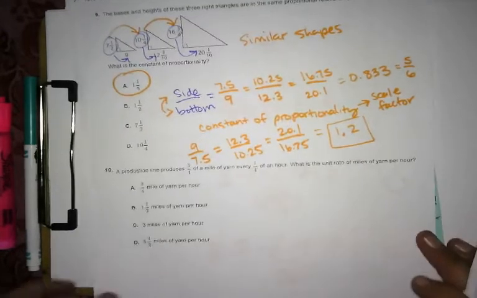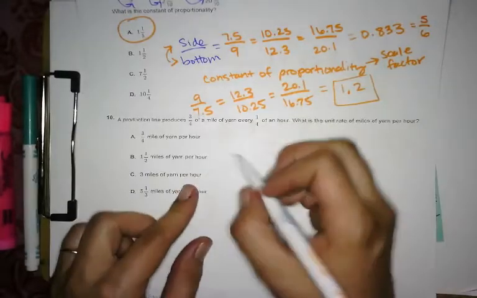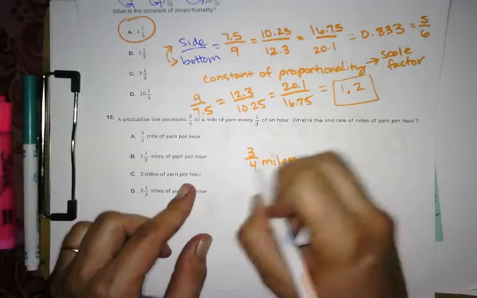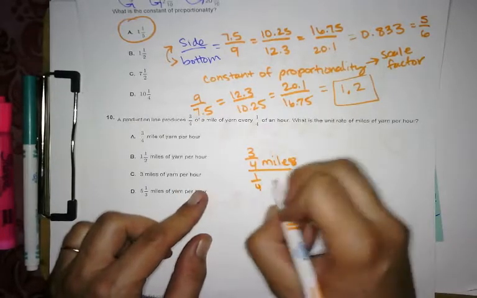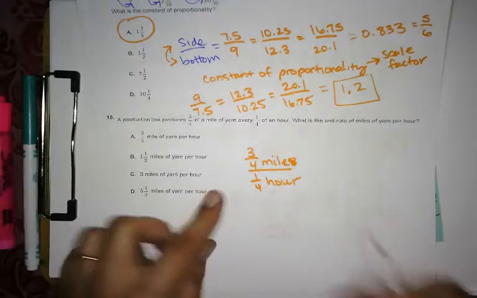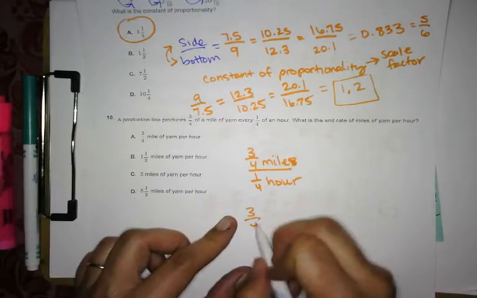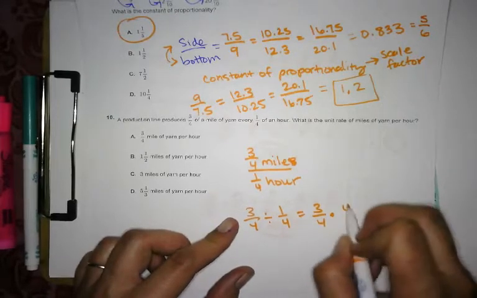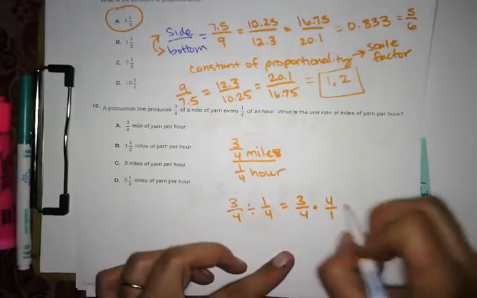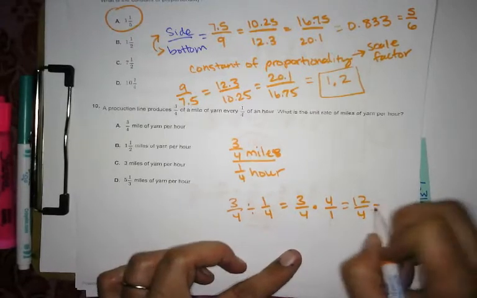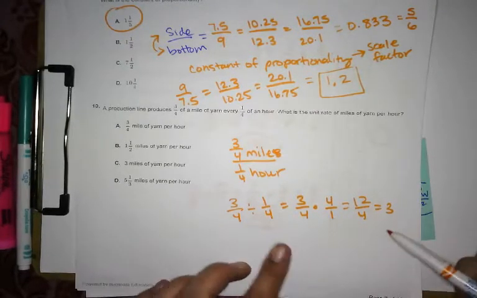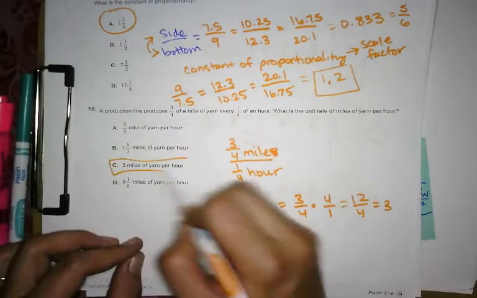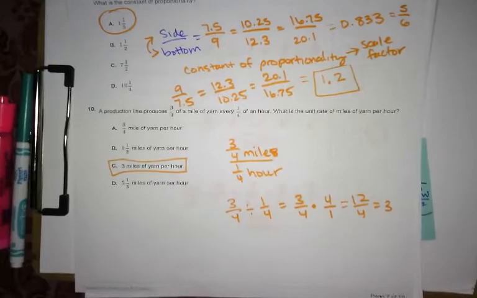Okay. This is just a unit problem again. It's telling you 3/4 of a mile. Oops. For every 1/4 hour. So if I divide those, 3/4 divided by 1/4, I'm really doing 3/4 times 4/1, which is really 12 divided by 4, and that equals 3. So it's really the same as saying 3 miles per hour. Miles of yarn per hour, I guess. So see?